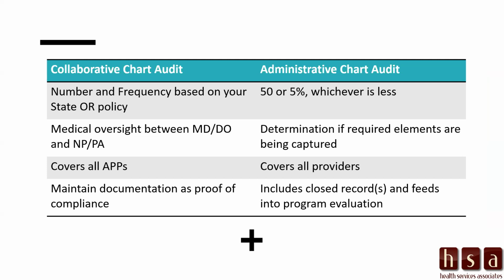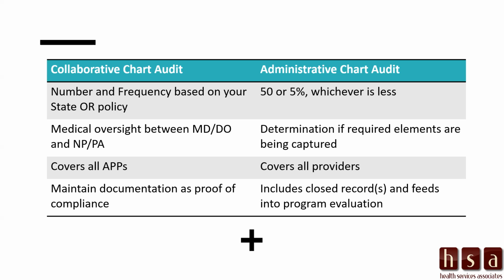So we have two types of chart audits that have to take place in the clinic setting: administrative and collaborative. Even in states where providers, NPs and PAs are able to act at the full scope of their licensing, if there's no oversight requirement in your state, there's still a federal oversight requirement from a chart audit standpoint. Now, the difference is if your state has a requirement, that's what you're held to. If your state does not have a requirement, then you put in your policy the number and frequency, and that's what you're measured to.